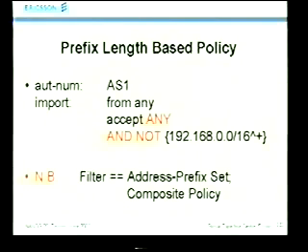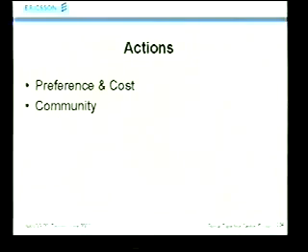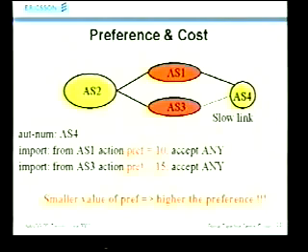Okay, we've talked about some policies. What if you want to set some actions like preference and cost and community? So, we have an autonomous system object AS4, it's connected to AS1 and AS3. There is a slow link between AS4 and AS3. And what we're saying is import from AS1, action pref equals 10 except any, and import from AS3, action pref equals 15 except any. Now this is important to say, the smaller the value of pref, the higher the preference.